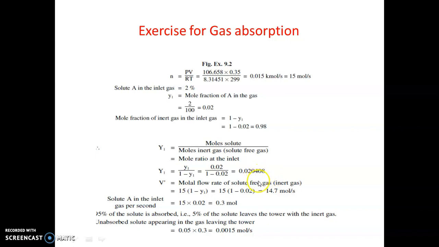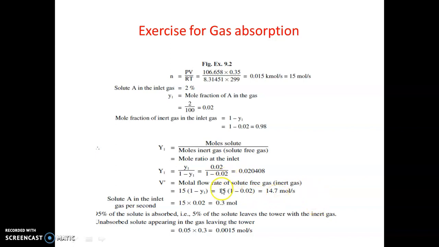Then from these values we can calculate V dash, that is the molar flow rate of the solute free gas, that means inert gas. That means that gas does not contain solute A. So that is known as the inert gas. We already have the inlet total molar flow rate of gas, 15, times 1 minus Y1. So this is the mole fraction of A, you have to subtract that, and we get 14.7 moles per second. So this is the molar flow rate of solute free gas or inert gas.